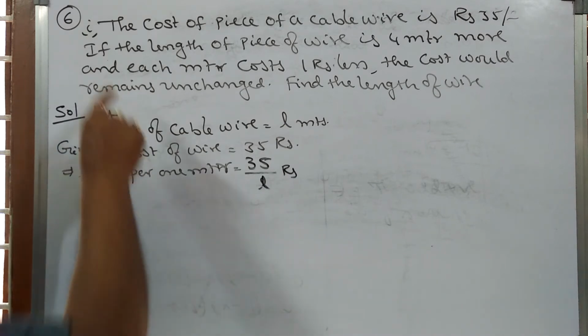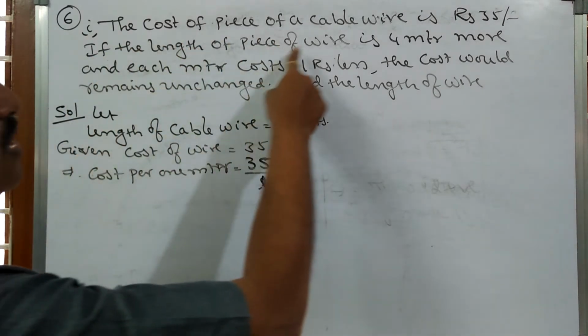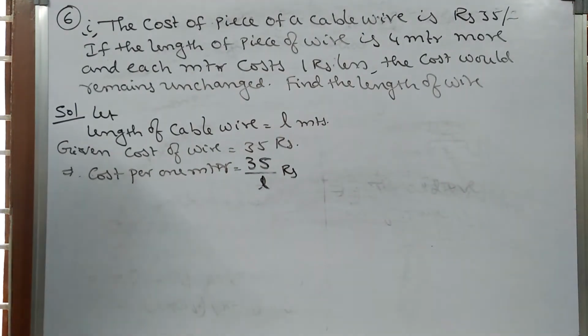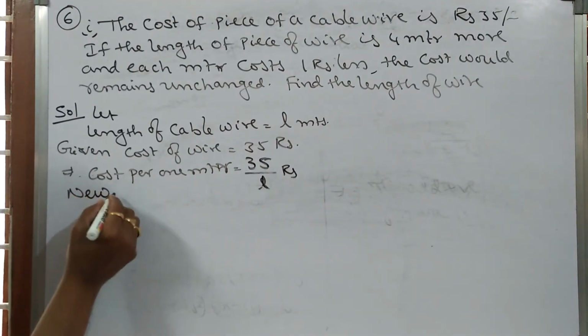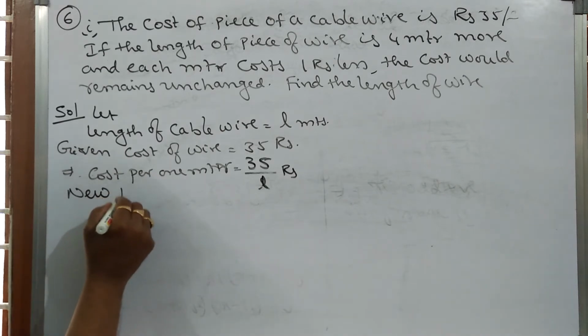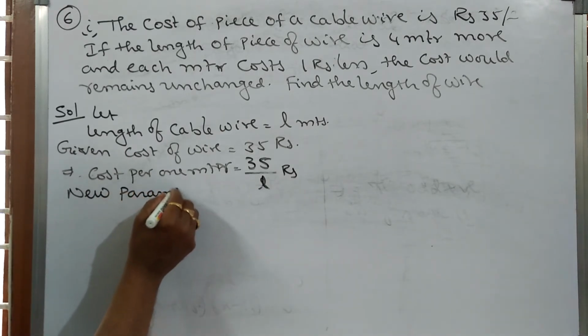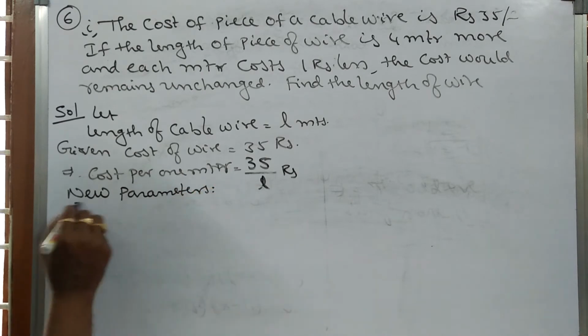Now what he is saying is, if the length of the piece of wire is 4 meters more, so that means new parameters. Let us take new parameters. What he has given?